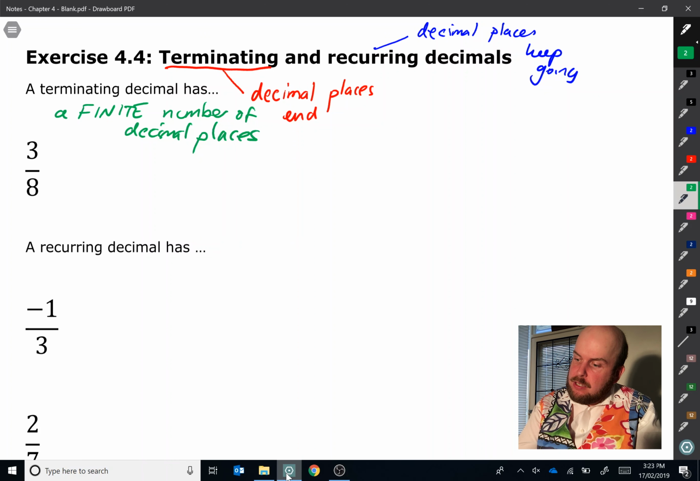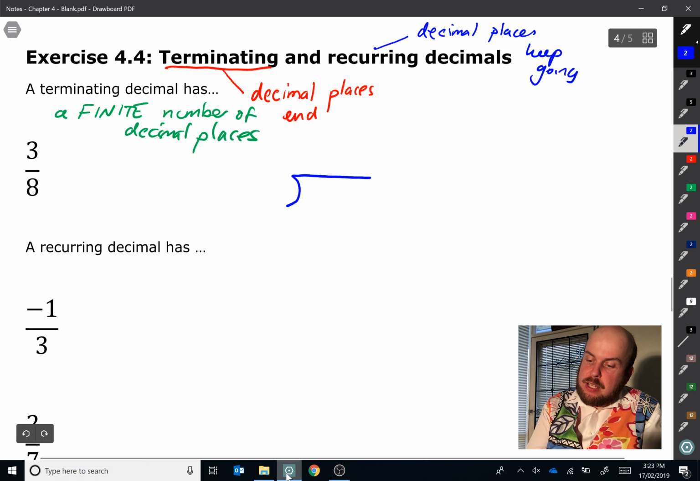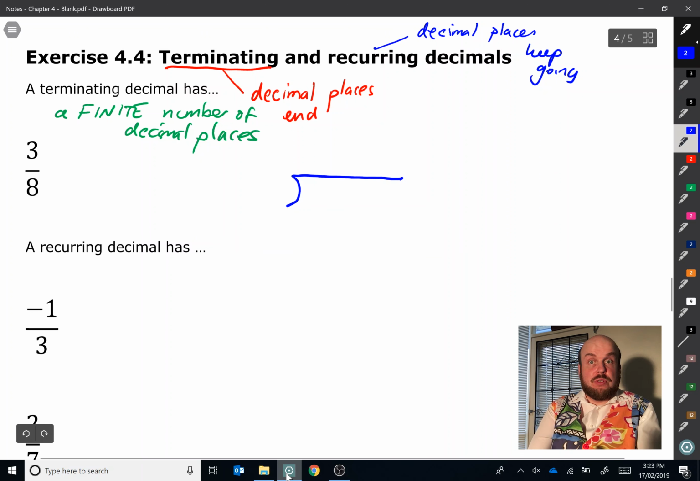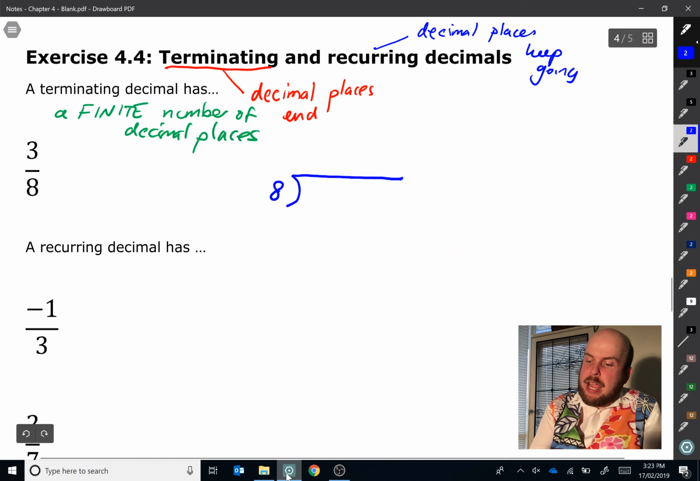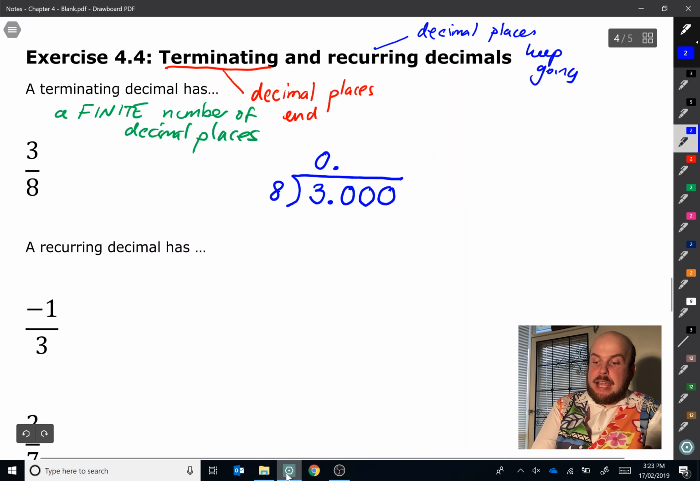So, if we want to convert 3/8 into a decimal, we'll get our old division here. You can use either long division or short division. For this kind of fraction, I'm going to use short division. So I'm going to do 8, and I'm going to put a 3 there. Now, 8 can't go into 3, so I'm going to put a 0 at the top. Then I'm going to put some decimal points on either side, and a few zeros just to have some up my sleeve.